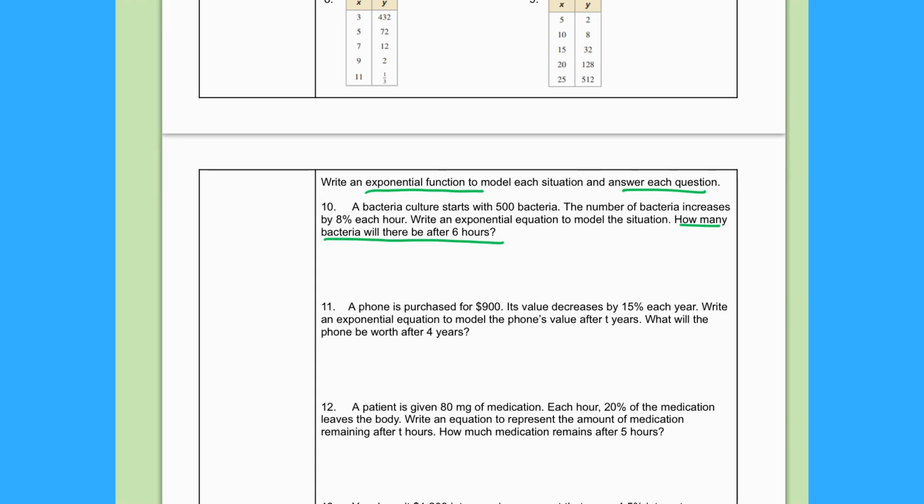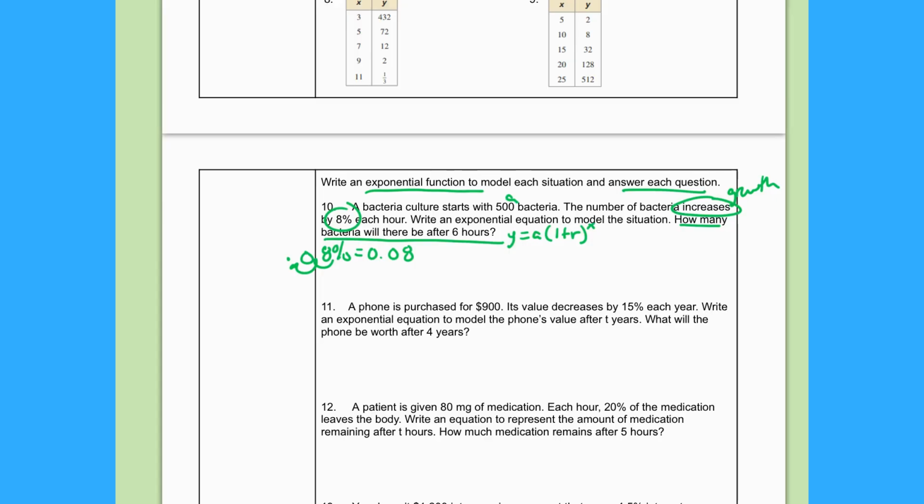Okay, so a bacteria culture starts with 500 bacteria. There's our initial amount, that's our A. The number of bacteria increases. Increases tells me that this is going to be a growth model. And then 8%, so 8%, that is, move the decimal 2 times. So 0.08. Okay, so since it is growth, that's going to be y equals our amount, 1 plus the rate to the x.